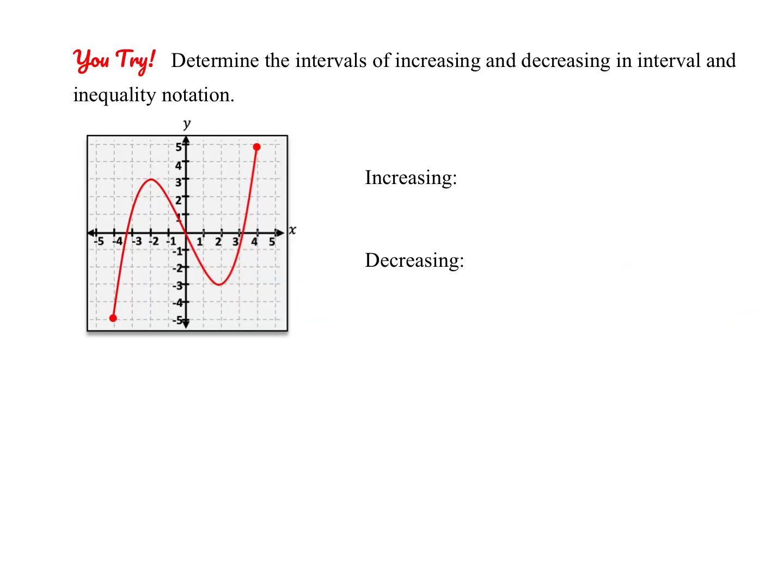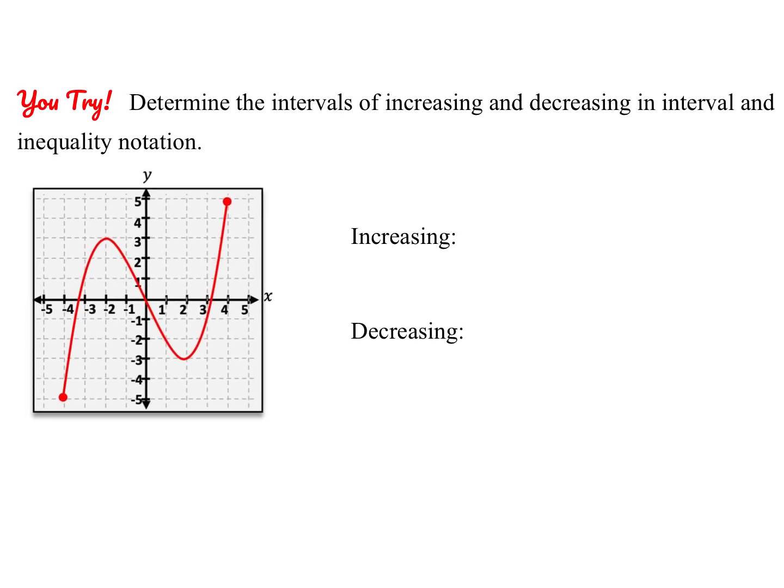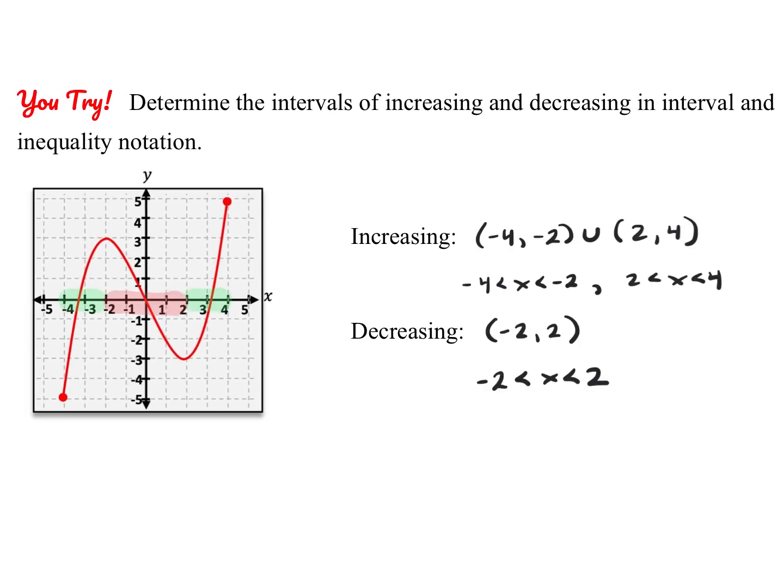All right, here's one for you to try on your own. So go ahead and pause the video and give it a shot. All right, go ahead and check. I can see that my graph is increasing right here, which is from x equals -4 to -2. And I can see it's also increasing here, so from x equals 2 to x equals 4. Then I can see my graph is decreasing from here from -2 to +2.